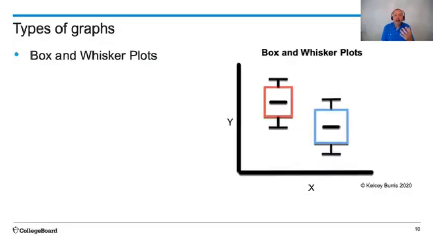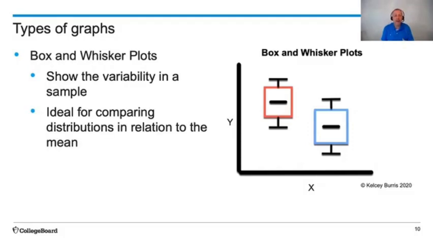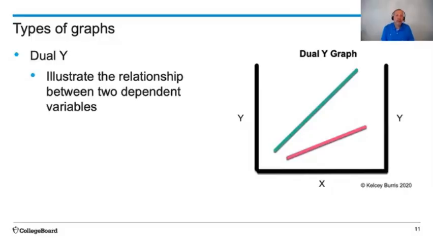For a box and whisker plot, you're looking at showing the variability in a sample, and it is ideal for comparing distributions in relation to the mean. The dual Y graph is used to illustrate the relationships between two dependent variables.